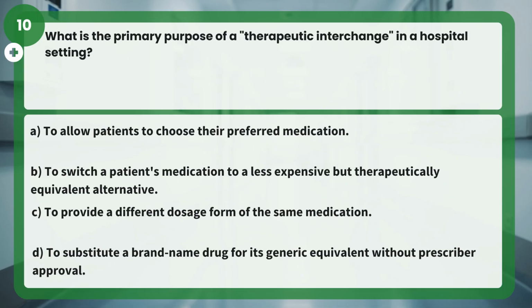Question 10. What is the primary purpose of a therapeutic interchange in a hospital setting? A. To allow patients to choose their preferred medication. B. To switch a patient's medication to a less expensive but therapeutically equivalent alternative. C. To provide a different dosage form of the same medication. D. To substitute a brand-name drug for its generic equivalent without prescriber approval.